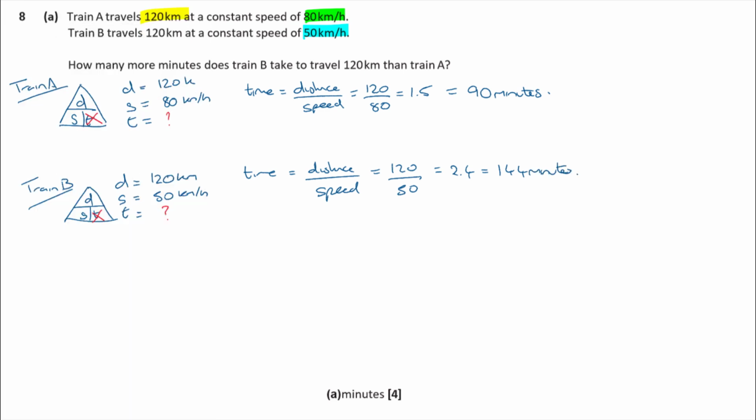Could just times it by 60, I suppose. That would have been easier. So anyway, I've got 90 minutes and 144 minutes. So how many more minutes does train B take?